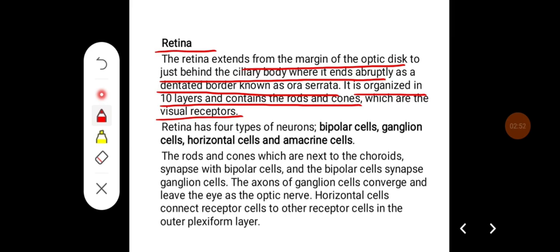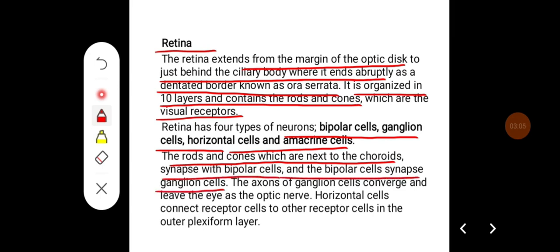Retina has four types of neurons: bipolar cells, ganglion cells, horizontal cells, and amacrine cells. The rods and cones, which are next to the choroid, synapse with bipolar cells, and the bipolar cells synapse with ganglion cells. The axons of ganglion cells converge and leave the eye as an optic nerve.